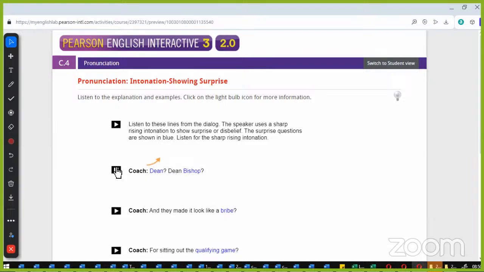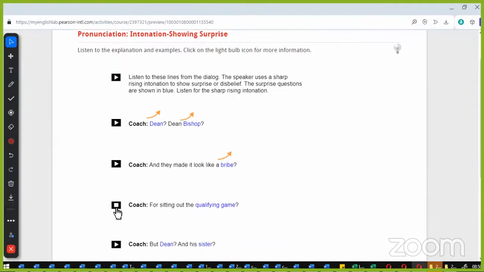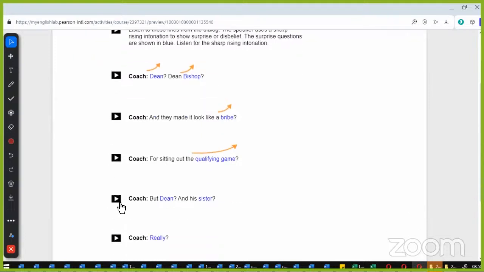Dean? Dean Bishop? And they made it look like a bribe? For sitting out the qualifying game? But Dean and his sister? Really?